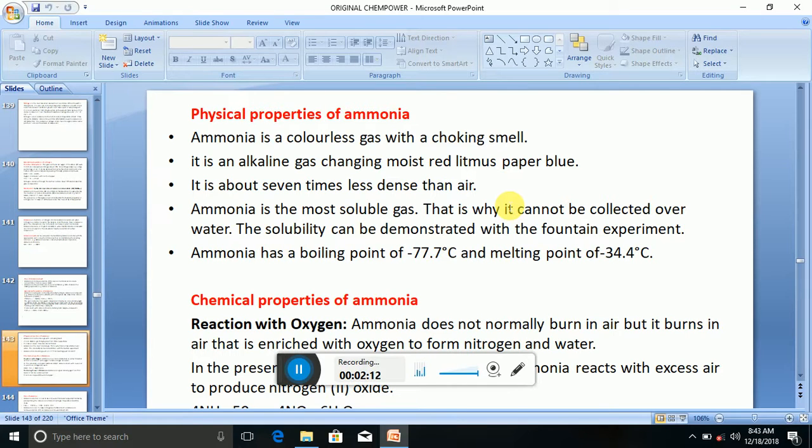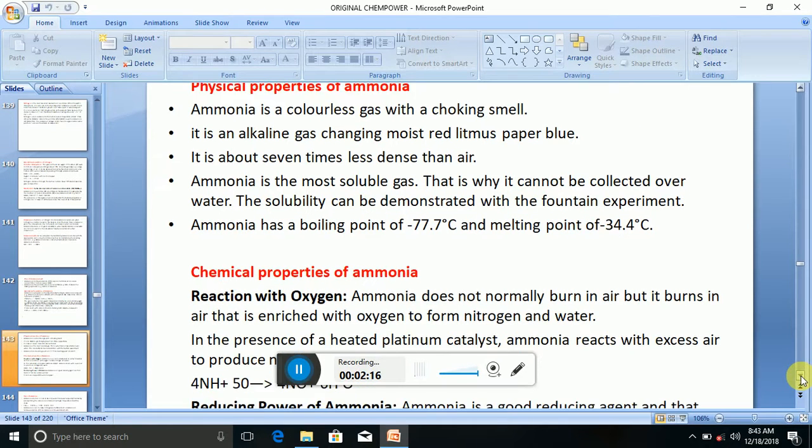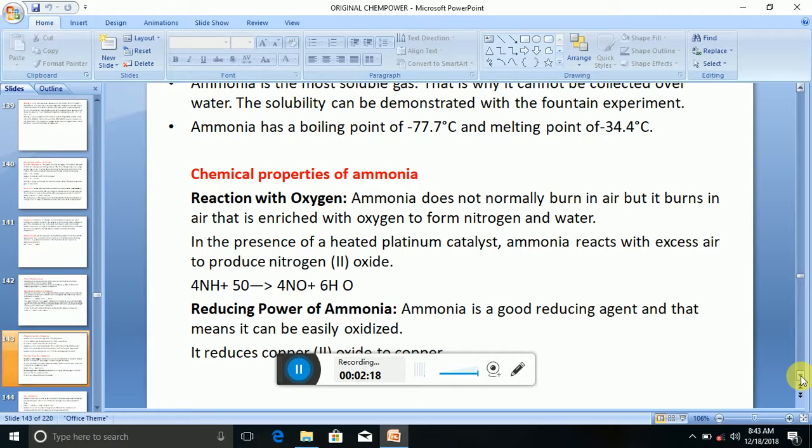Chemical properties of ammonia. Reaction with oxygen. Ammonia does not normally burn in air, but it burns in air that is enriched with oxygen to form nitrogen and water. In the presence of heated platinum catalyst, ammonia reacts with excess air to produce nitrogen 2 oxide.